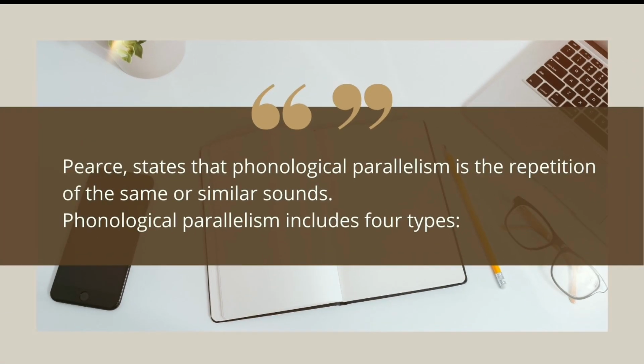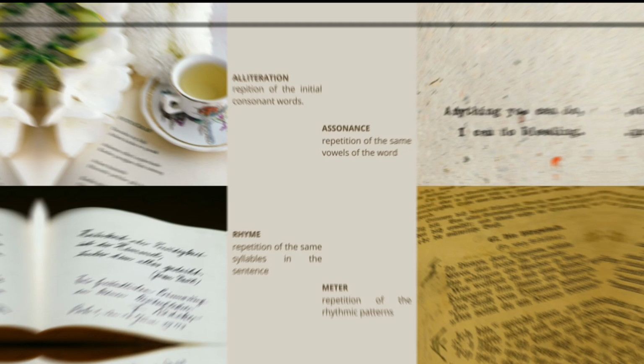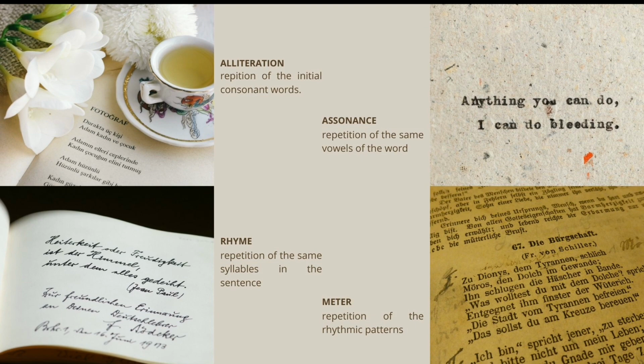According to Pierce, phonological parallelism is the repetition of the same or similar sounds. It includes four types. The first one is alliteration. Alliteration is the repetition of the initial consonants of the words. For example, Sisi can see the sea. As you have heard, it is the initial consonants that are being repeated.